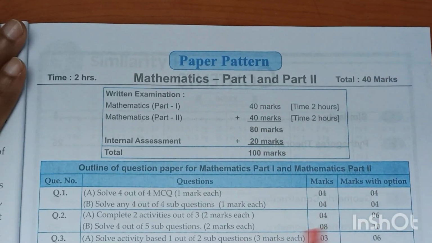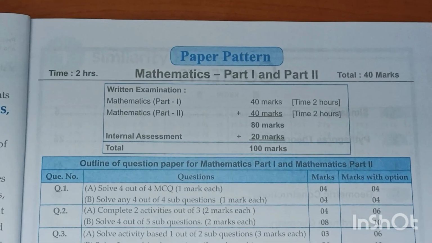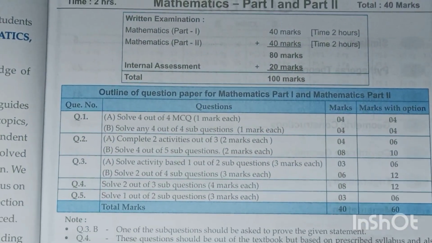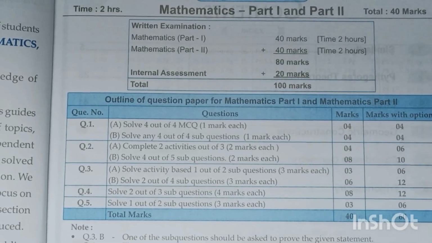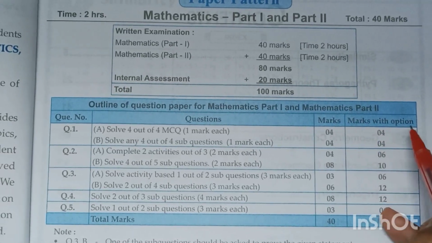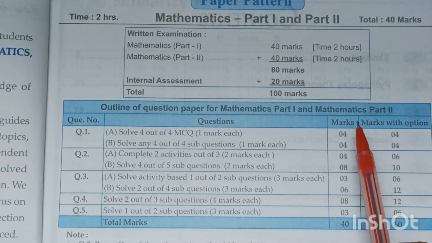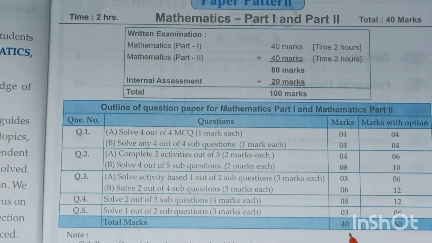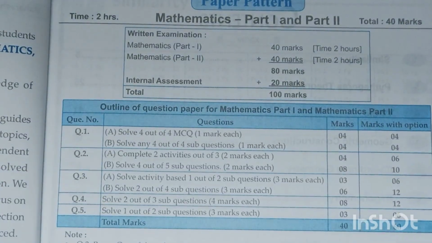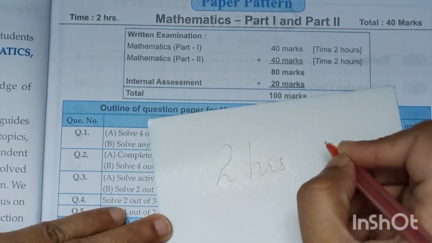Paper pattern is what? Actually the total paper will be of 60 marks, as you can see. Can you see here? 60 marks paper. So total paper with option. Can you see here? Marks with option. So marks with option is 60 marks and you have to attempt only 40 marks paper. That means, as you are aware, there will be a 2 hours paper. So first of all, let me tell you how many hours? 2 hours paper you will be having.